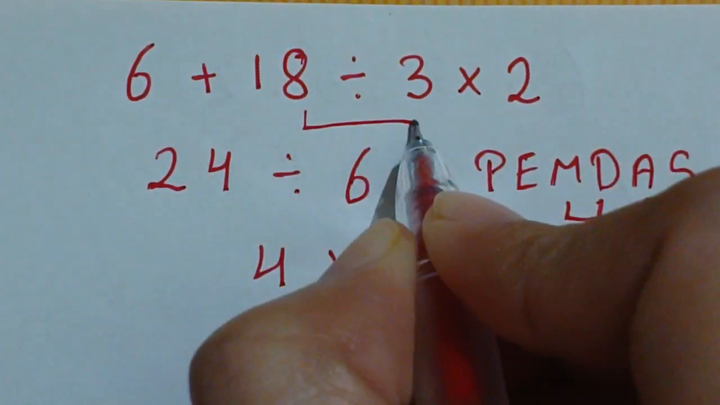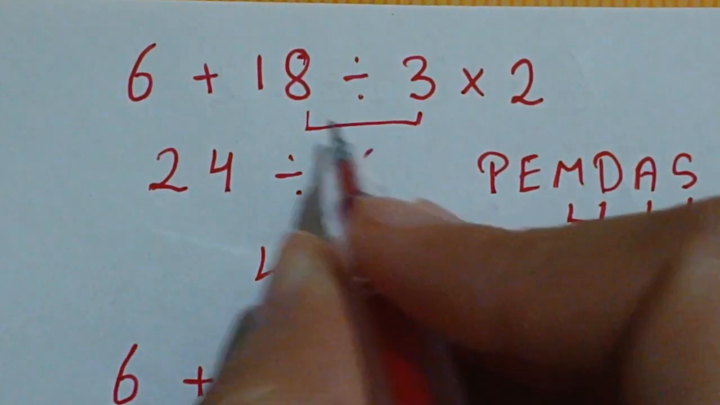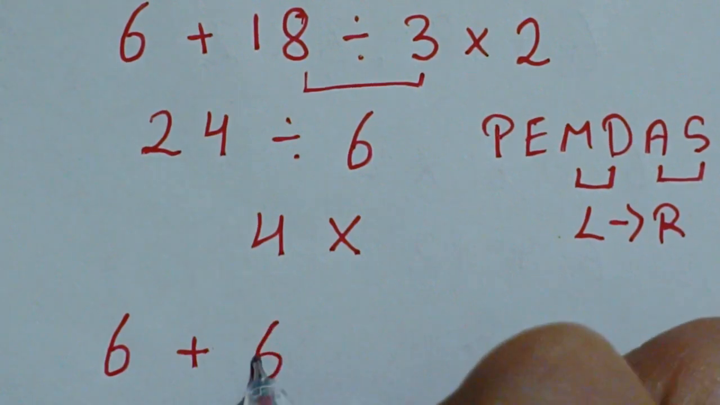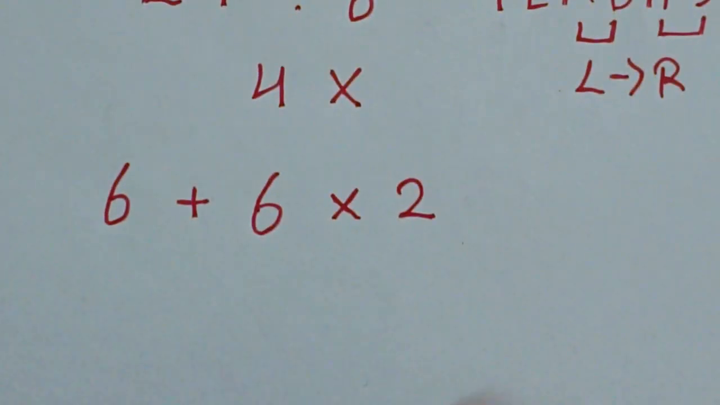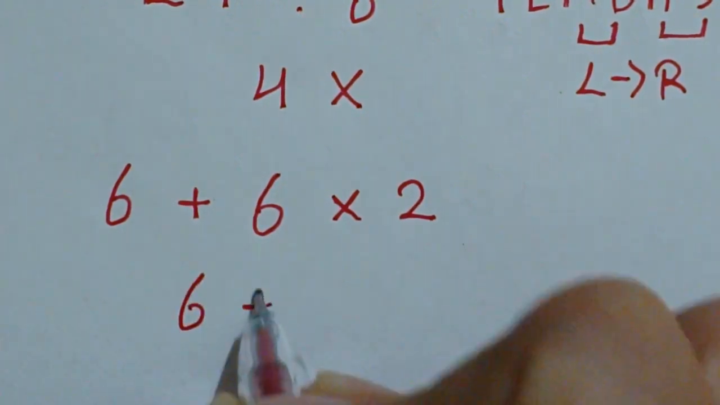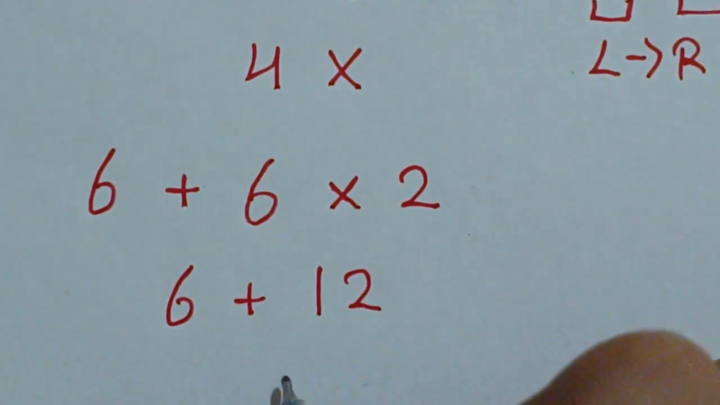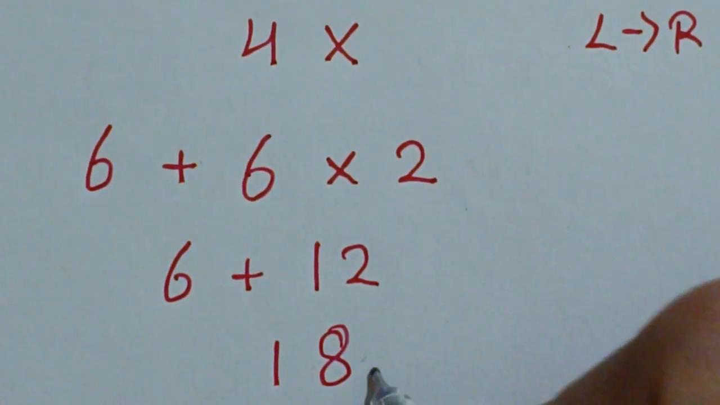First, we'll solve this part. So 6 plus, here 18 divided by 3 is 6. So here comes 6 times 2. Then 6 plus, 6 twos are 12. 6 plus 12, which is 18. So 18 is the correct value for this expression.